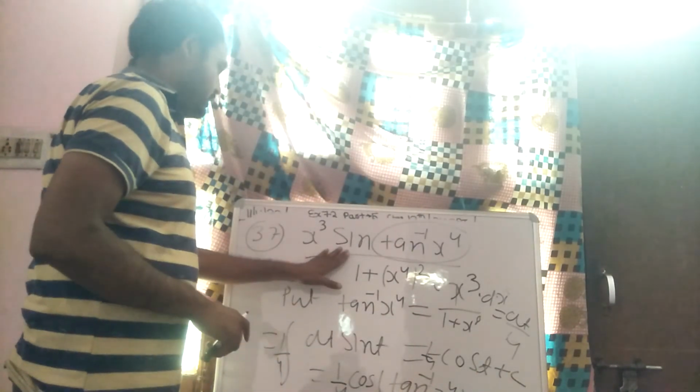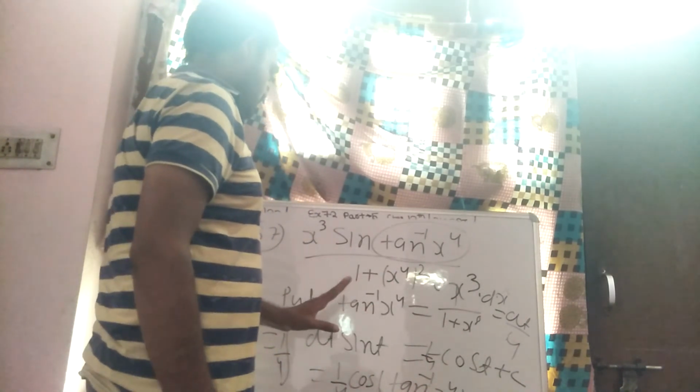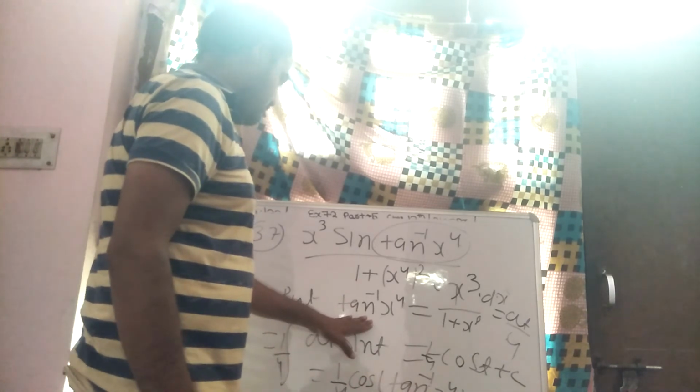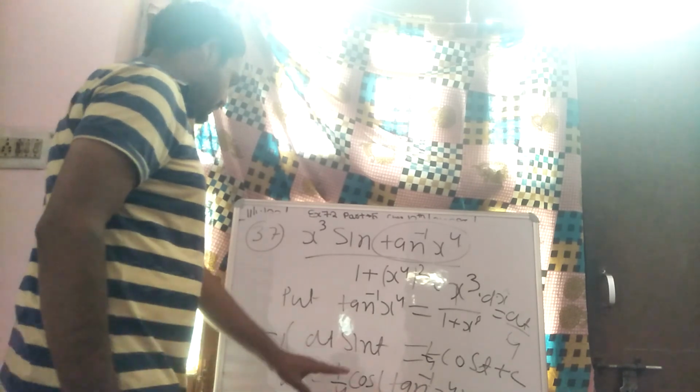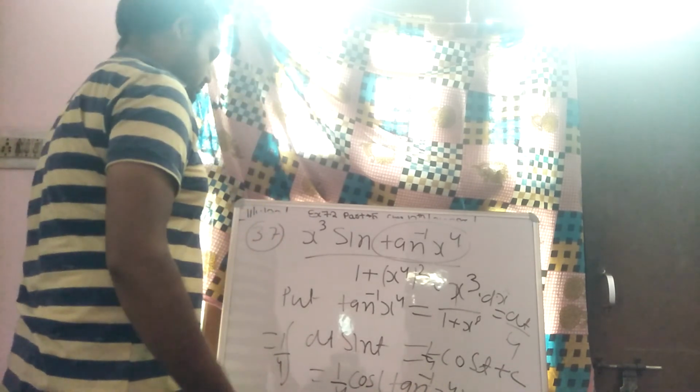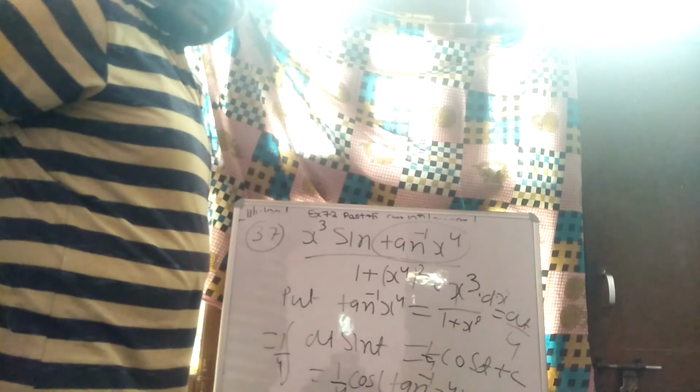We also explain x to the power 3 sin tan inverse x to the power 4. We put tan inverse x to the power 4 equal to t. So their differentiation is x to the power 3 upon 1 plus x to the power 8 into dx, equal to dt upon 4. So dt upon 4 sin t, and the integral of sin t is minus cos t plus c, and this is the complete solution, and this is the complete answer.